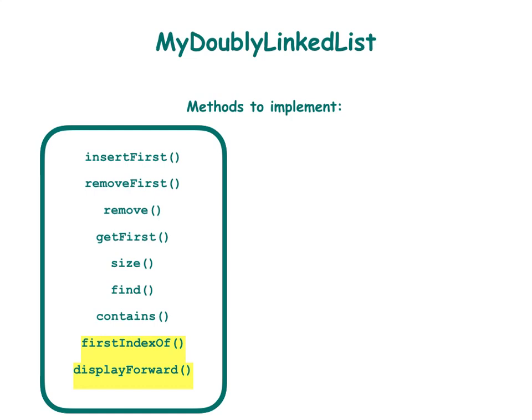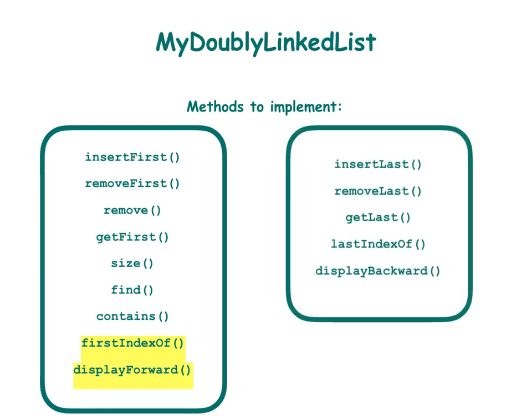A lot of these methods we're going to have to make slight changes to, because now we're going to have to account for the tail member and the previous pointers that are in each individual link. Okay. And then after we implement these, we're also going to implement some new methods called insert last, remove last, get last, last index of, and display backward.